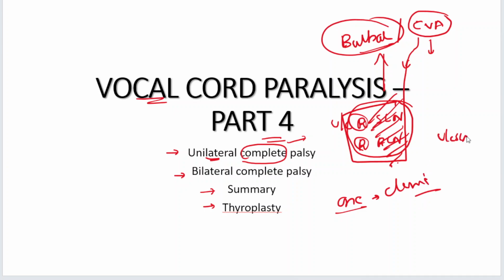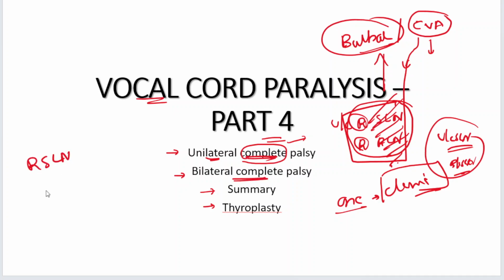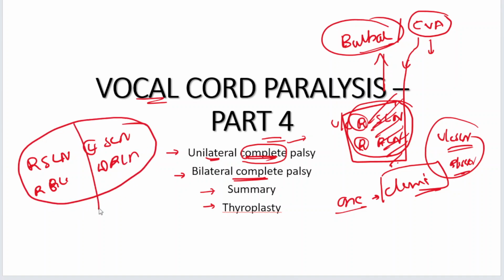Unilateral superior laryngeal nerve palsies usually do not come to us. Bilateral superior laryngeal nerve palsies also are rare, but this is the presentation that we can see in our clinics. Bilateral complete palsy is where the right-sided superior laryngeal nerve, right-sided recurrent laryngeal nerve, left-sided superior laryngeal nerve and left-sided recurrent laryngeal nerve, all the nerves are affected, all of them are gone. So when all of them are gone, what happens to the speech, what happens to the respiration, what is the management, etc. we are going to talk about.